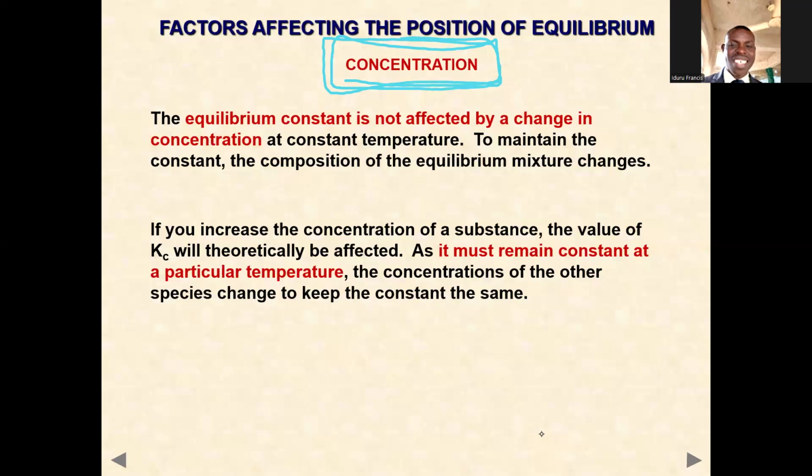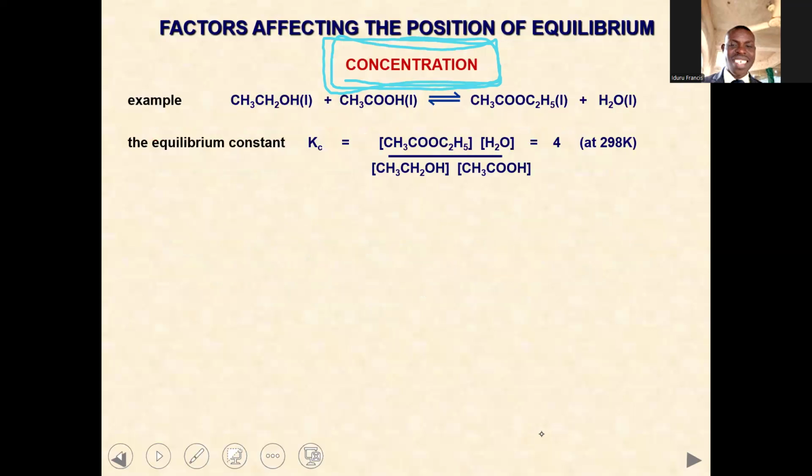So don't forget that Kc does not change. They are saying that it can change theoretically, but it remains constant. Only temperature can change it. So it remains constant because if you increase the concentration, the reactant reacts and gives you more product to restore the value of Kc and make Kc constant. So once you increase the reactant, it will react and give more product and make the whole thing constant, so it does not affect it. So let's look at the next slide.